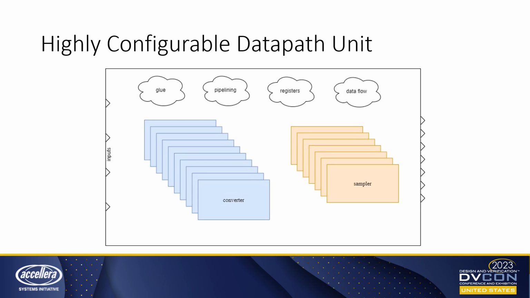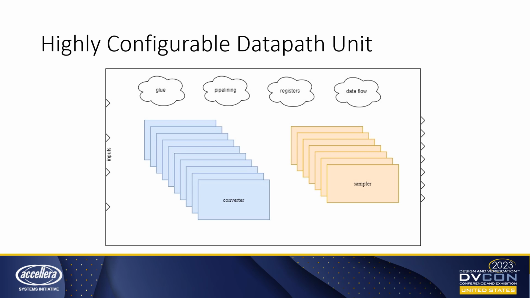The unit would then also consist of a number of converter subunits, each of them performing data conversions, as the name suggests. The inputs of the converter subunits could come directly from a primary input or from the output of another converter subunit. Additionally, you will have a number of sampler subunits, which perform the primary algorithmic operations in the data path unit. The input for sampler subunits would originate either from a primary input or from the output of a converter subunit.